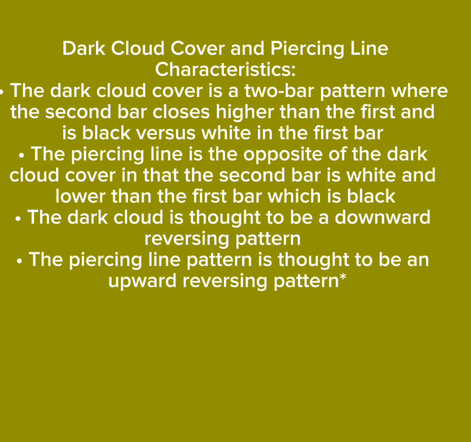Dark cloud cover and piercing line. Characteristics. The dark cloud cover is a two-bar pattern where the second bar closes higher than the first and is black versus white in the first bar. The piercing line is the opposite of the dark cloud cover in that the second bar is white and lower than the first bar which is black. The dark cloud is thought to be a downward reversing pattern. The piercing line pattern is thought to be an upward reversing pattern.